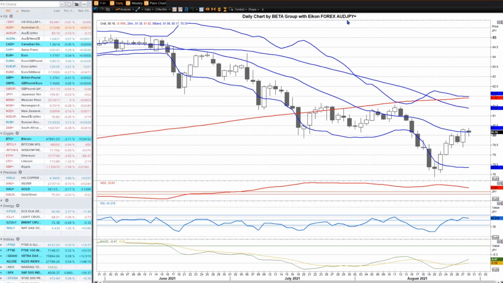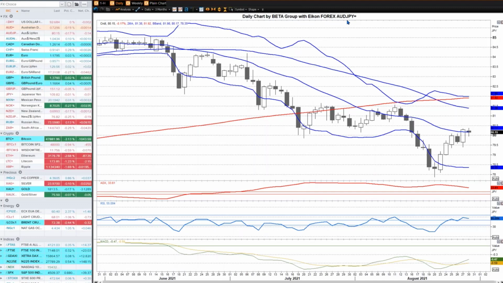Australian dollar Japanese yen. Sorry, I thought you were saying US dollar there. Sorry, please continue. If I did, I apologize. Maybe it was just me. Thanks for picking me up.